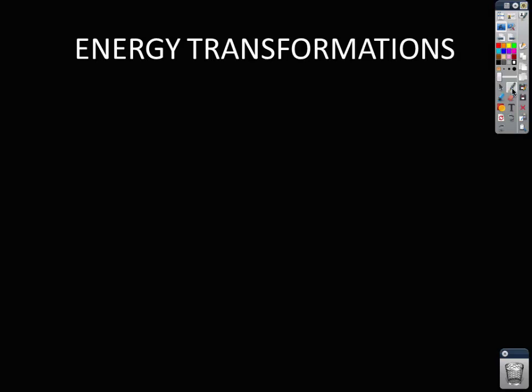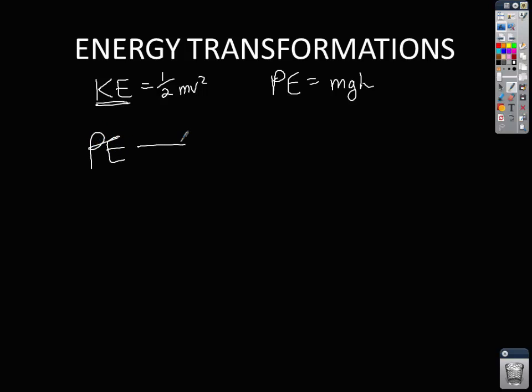So we have to think about it in regards to energy transformations. We look at kinetic energy, which is 1/2 mass times velocity squared. And then we need to look at potential energy, which is mass times the gravitational constant times height. The goal is to get as much kinetic energy as possible. So first, we have to take potential energy and convert that into kinetic energy, which can then turn a turbine, which can generate electricity.